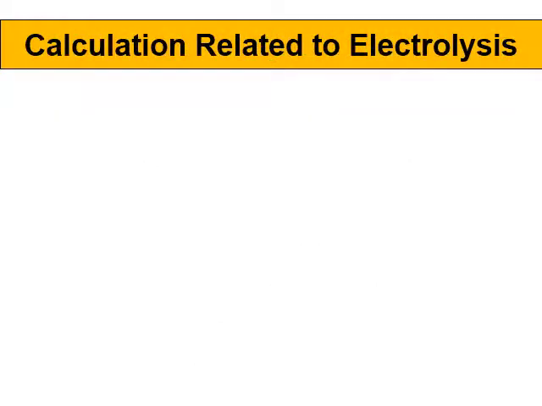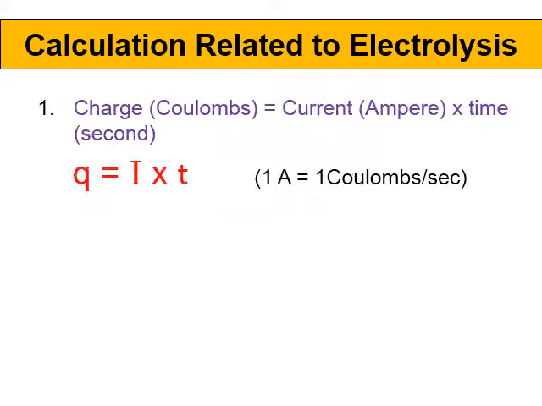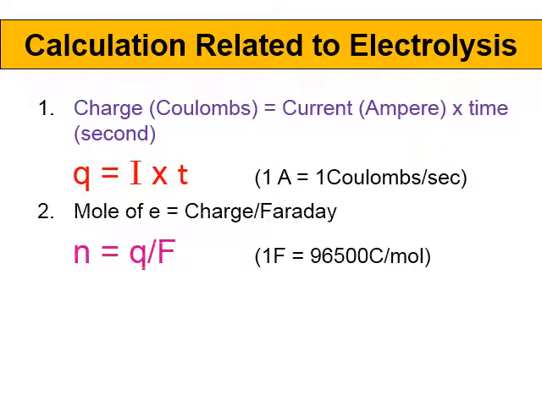We have a few calculations related to electrolysis. One is Q equals I times t: charge equals current, in units of ampere times second. Or n equals Q over F, where n is moles of electrons, Q is charge, and F is the Faraday constant.